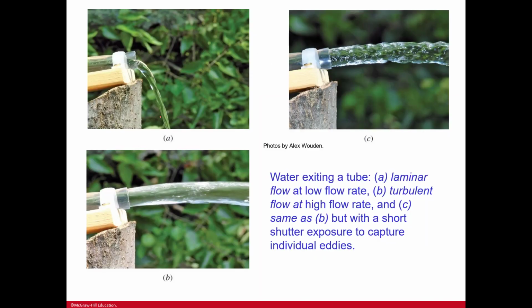So here you see water exiting this flow, and A is going to be laminar at a low flow rate. B is turbulent flow at a high flow rate, so lots of disorder going on. And then C is the same as B, but with a short shutter exposure to capture the individual eddies. So C is the exact same flow conditions as B, just taken with different shutter exposures so that we can see the chaos more clearly.